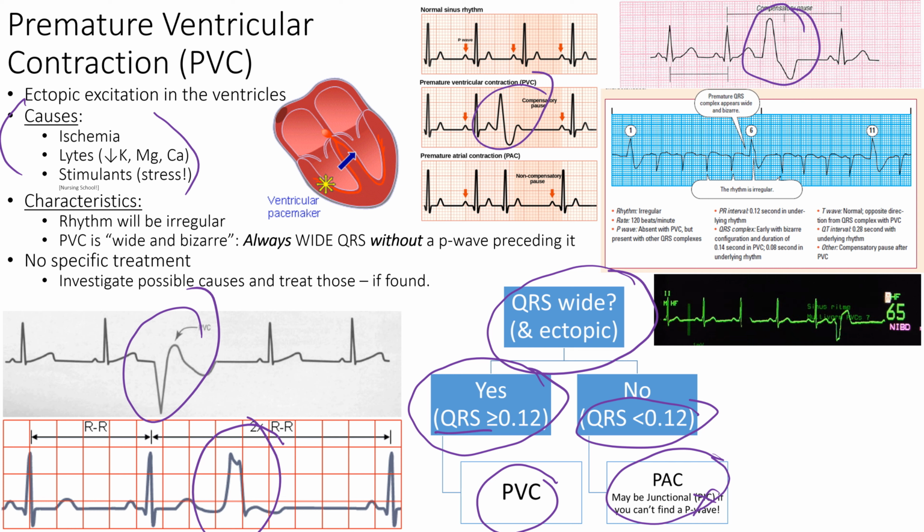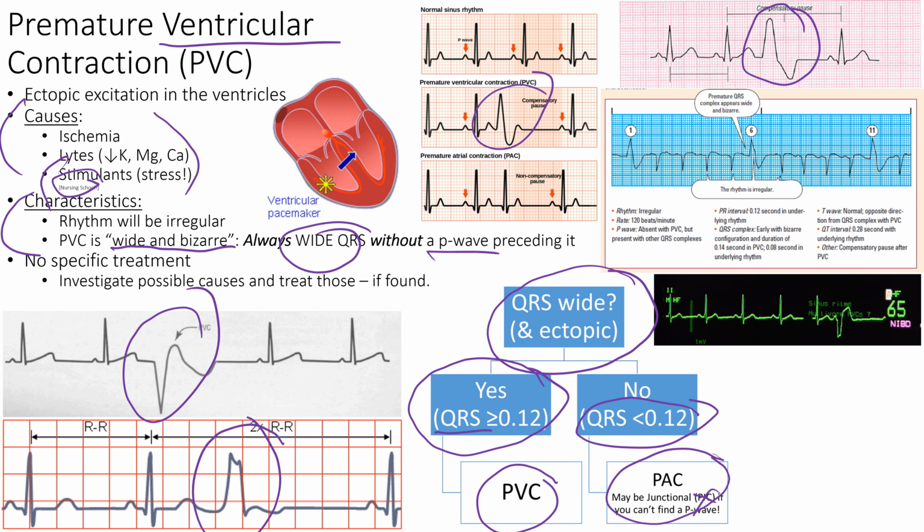Right? And then stimulants. So drinking too much caffeine, more than 400 milligrams per day in nursing school, might do it. All right. And again, the characteristics: it's irregular. The PVC is wide and bizarre. Okay, and it's always wide. There's not a PVC out there in the world that is narrow. Just PACs can be narrow. And PACs, as we'll come to find out, have a P wave preceding it because they came from the atria. PVCs come from the ventricle. They're premature ventricular contractions, therefore they have a wide QRS and no P wave before it.